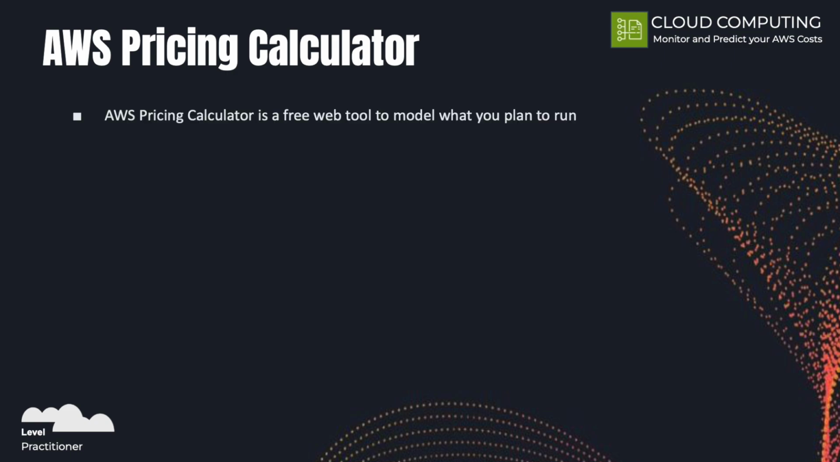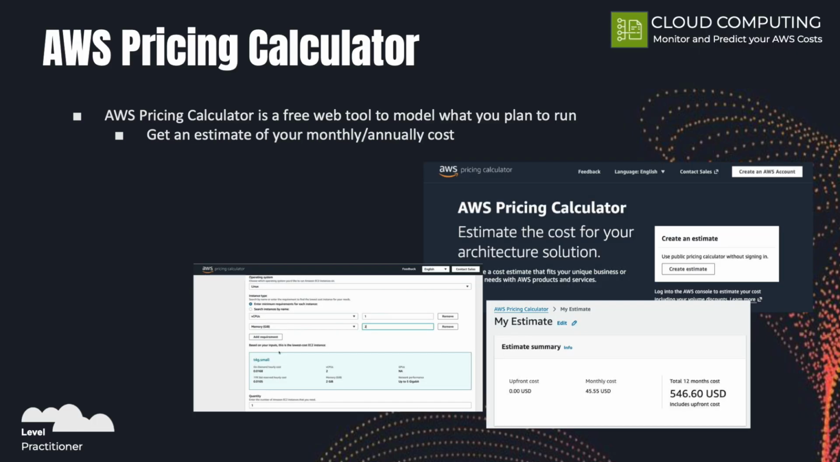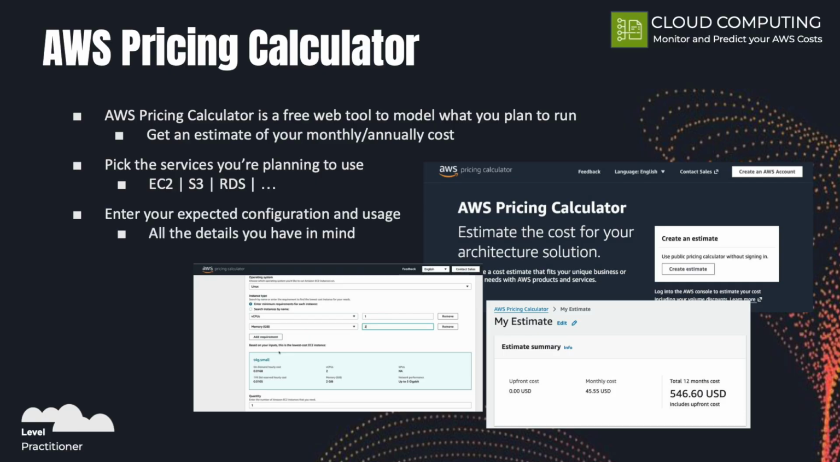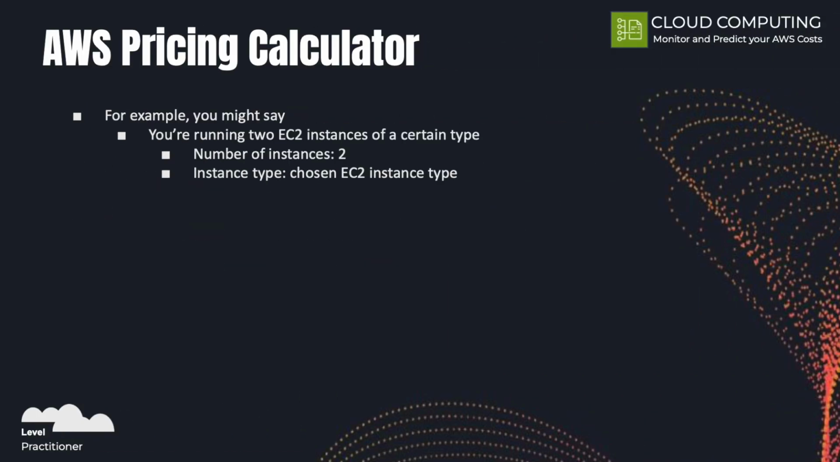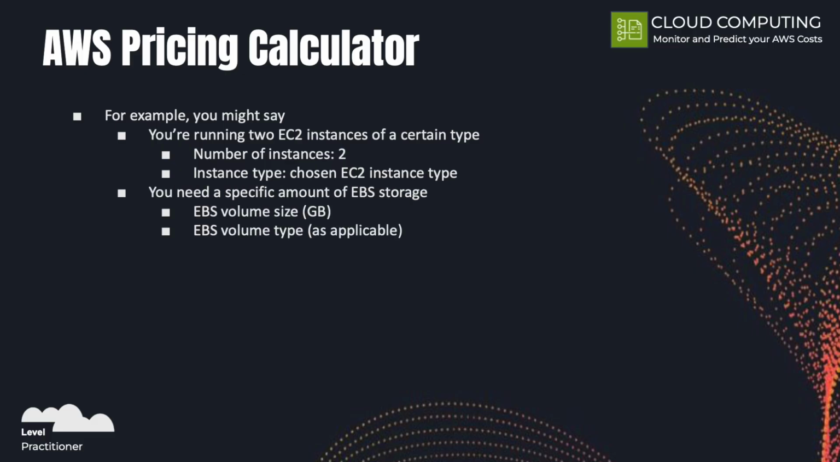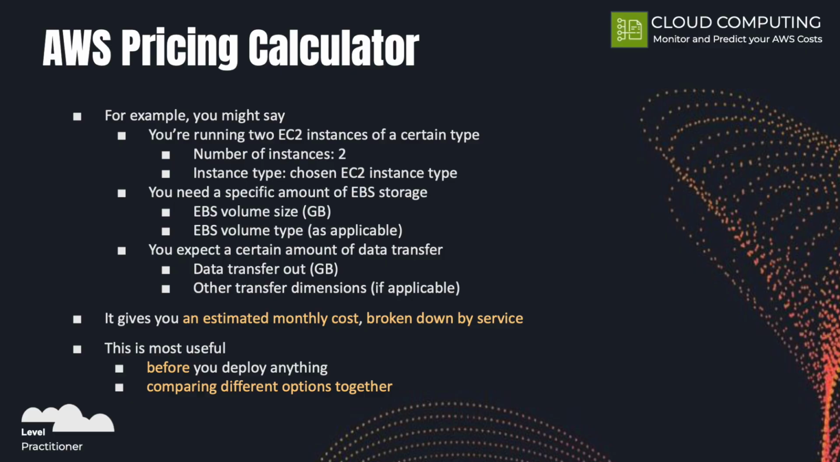AWS Pricing Calculator is a free web tool where you can model what you plan to run on AWS and see what it might cost each month. Here's the basic flow. You pick the service you're planning to use, like EC2, S3, or RDS. Then you enter your expected configuration and usage. For example, you might say you're running 2 EC2 instances of a certain type. You need a specific amount of EBS storage, and you expect a certain amount of data transfer. From there, it gives you an estimated monthly cost broken down by service. This is most useful before you deploy anything, and it's also great for comparing options, like comparing one large EC2 instance versus multiple smaller ones.